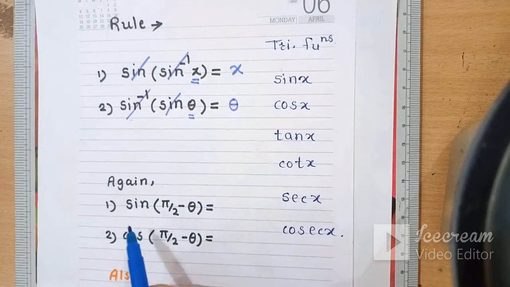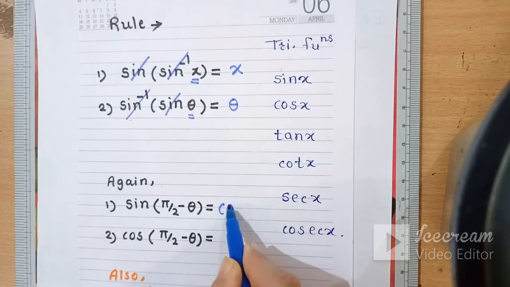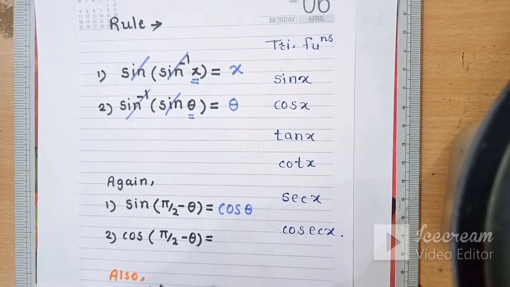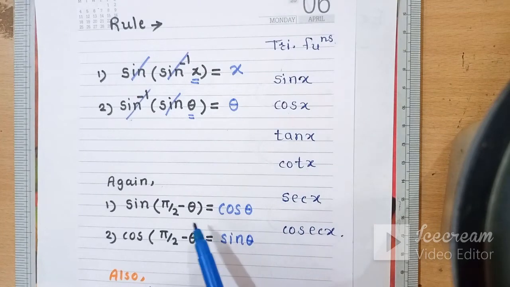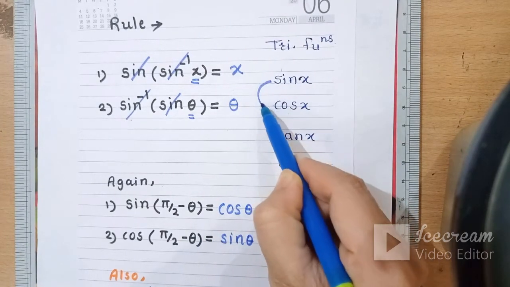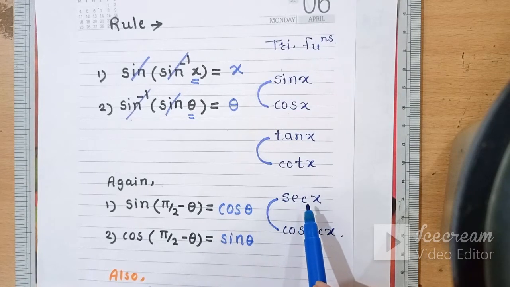Now look at the second rule. Sine of 90 minus theta is equal to cos of theta. You know this. And cos of 90 minus theta is equal to sine theta. Now you know these trigonometric functions. So this rule is true for this pair, the same rule is true for this pair also, and for this pair also. It means secant of 90 minus theta is equal to cosecant of theta.